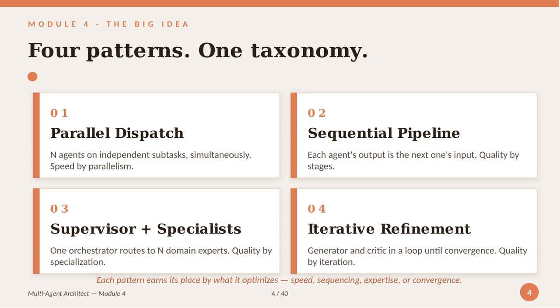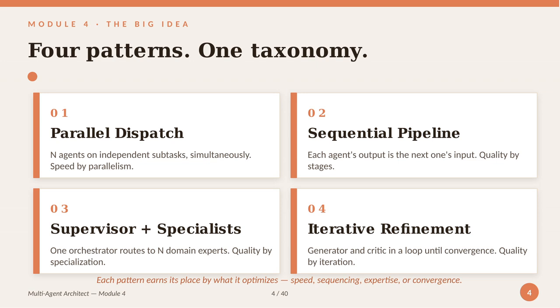3. Supervisor plus specialist. 1 orchestrator routes to N domain experts. The pattern optimizes for quality through specialization. Each specialist has deep expertise in one area. The supervisor's job is just to pick the right one. 4. Iterative refinement. Generator and critic in a loop until convergence. The pattern optimizes for quality through iteration when the answer is hard to hit on the first try, but easier to evaluate. Each pattern earns its place by what it optimizes.